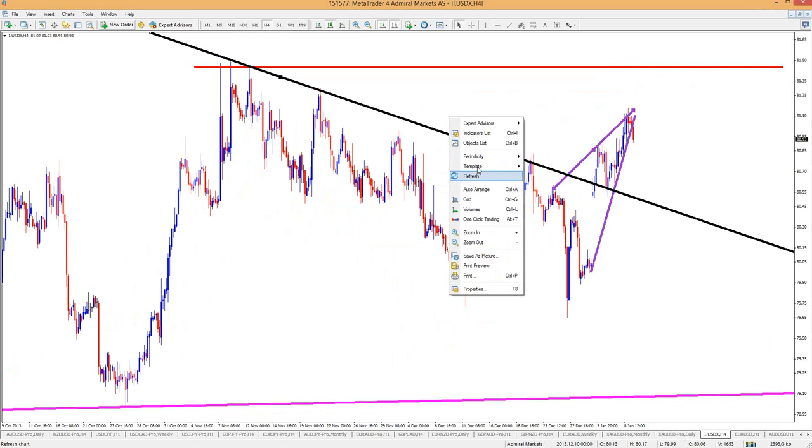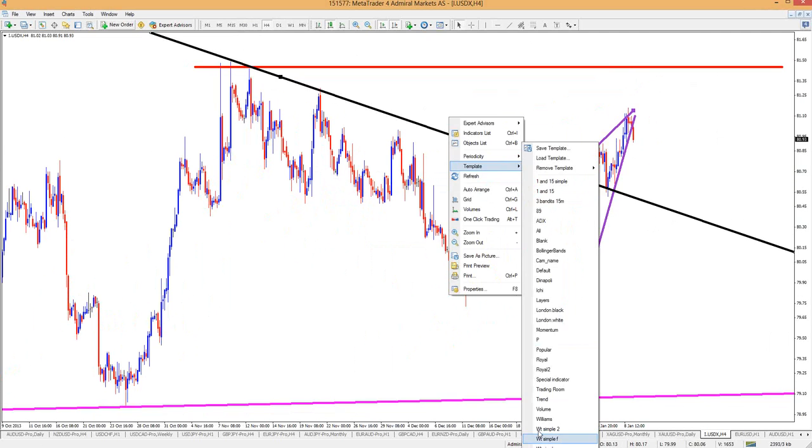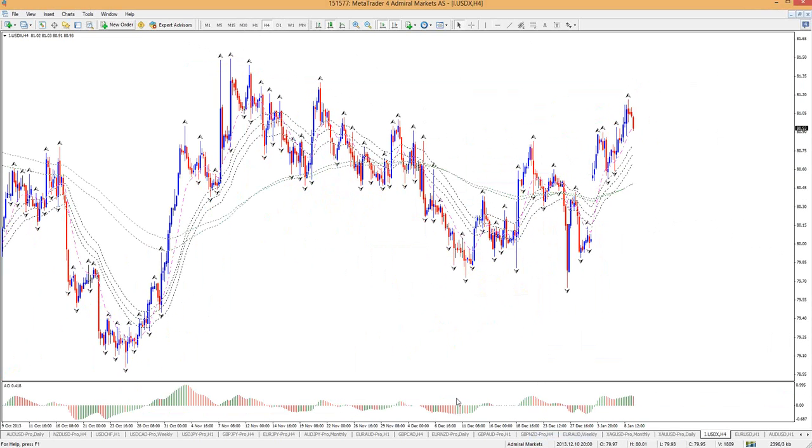Let me change the template. The 4-hour chart seems to finally have a direction. The price is above it. There were a lot of ups and downs though within this zone. Let me take a look at the daily.